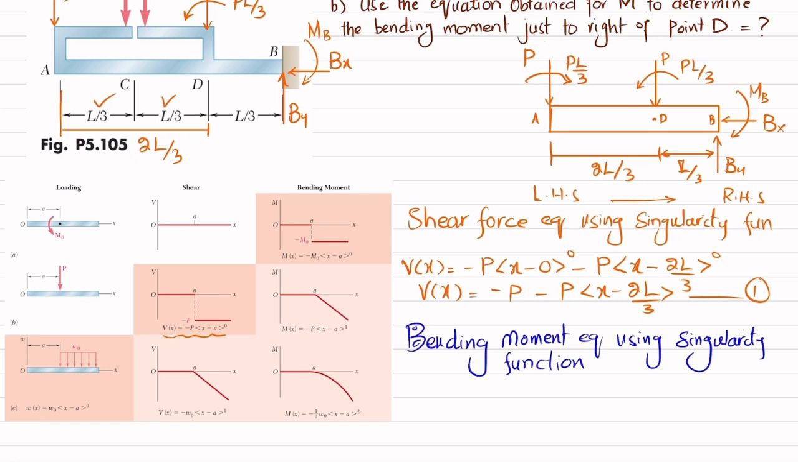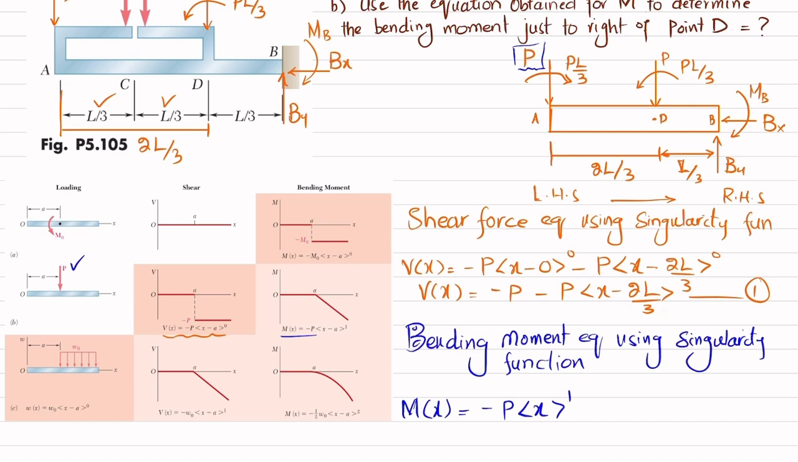For that I can write M of X, starting with this load P. So the bending moment equation will be this one. You can see the bending moment for point load P is this one. So I will write minus P into X minus A, for this P load A is equal to 0. So I will write X minus 0 power, this is 1. So correct it, this is 1.